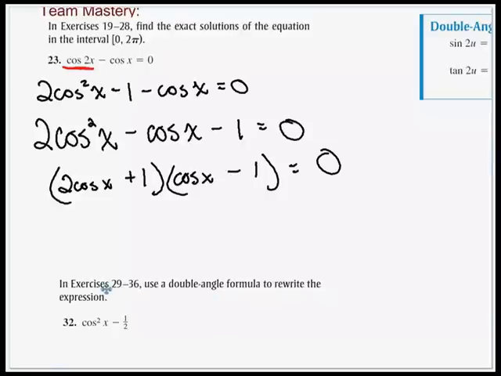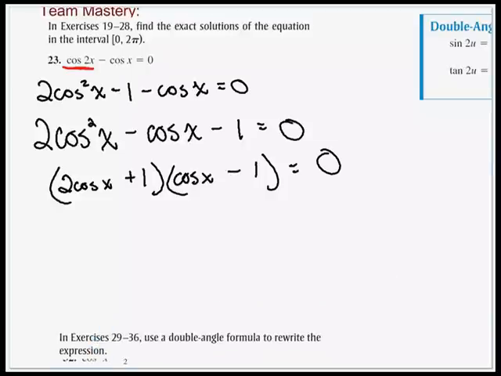Okay, now we set each factor separately equal to 0. So when we set this equal to 0, we're going to subtract 1 from each side and divide by 2. Or the cos of x equals negative a half. Here we're just going to add 1 to each side. The cos of x equals 1.